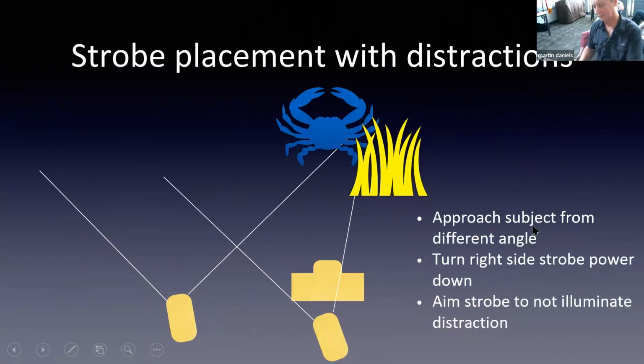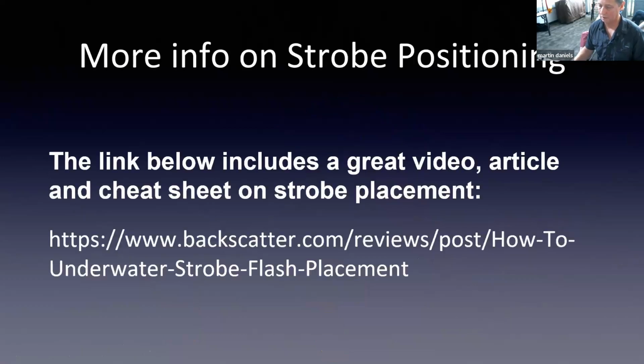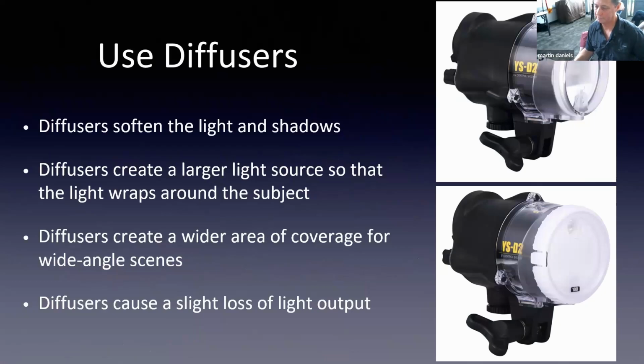Either approach from a different angle to get rid of that foreground element, turn that right side strobe power way down so it's just barely putting a little pop of light on that side, or try to aim the strobe to minimize that distraction, not illuminate it. This is a good article with strobe positioning I mentioned. There's actually a video and some articles there talk about how to position your strobe in different situations.